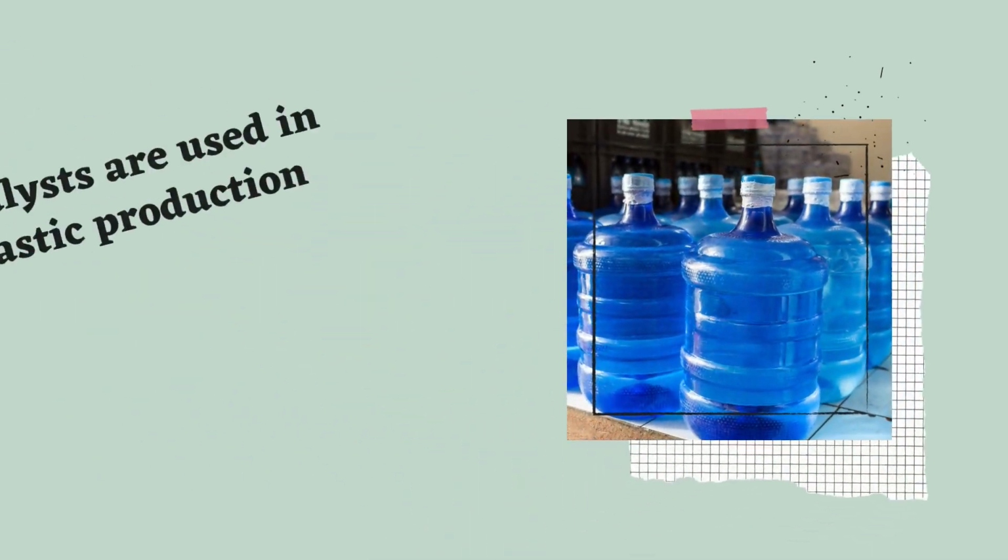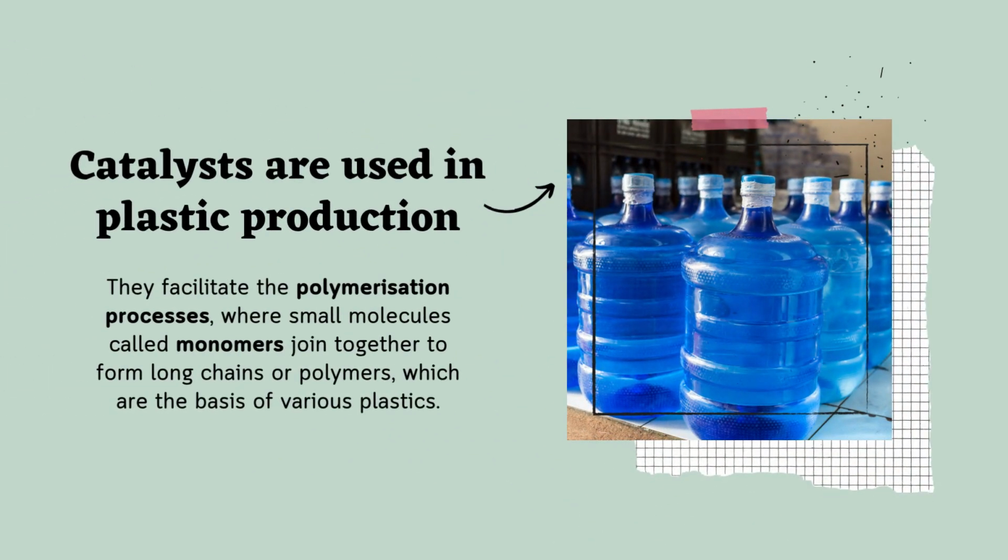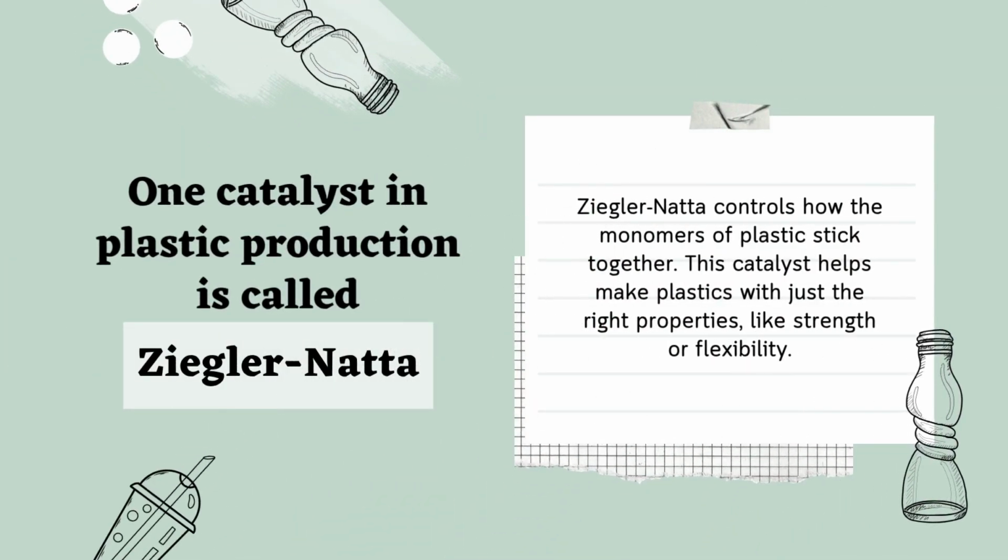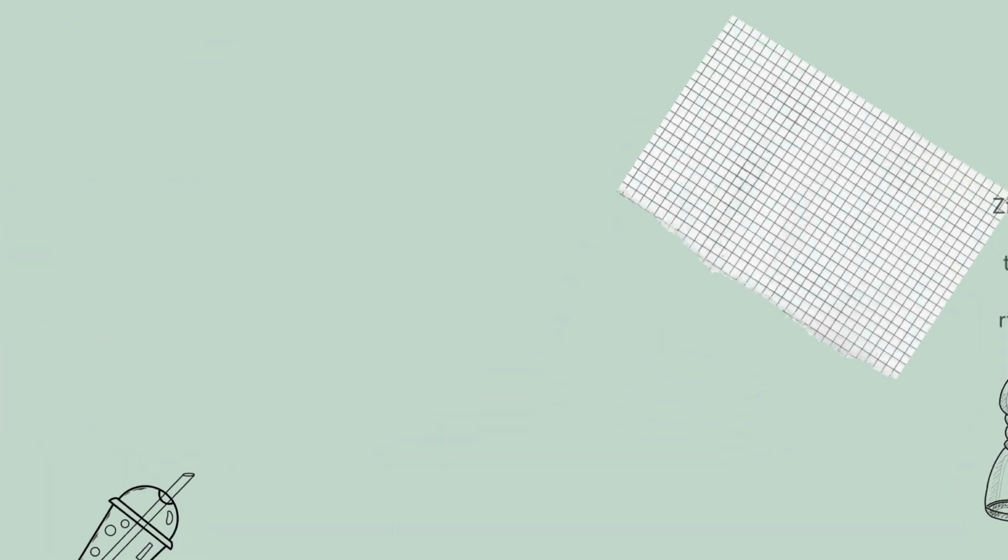Catalysts are used in plastic production. They facilitate the polymerization processes where small molecules called monomers join together to form long chains or polymers, which are the basis of various plastics. One catalyst in plastic production is called Ziegler-Natta. It controls how the monomers of plastic stick together. This catalyst helps make plastics with just the right properties, like strength or flexibility.